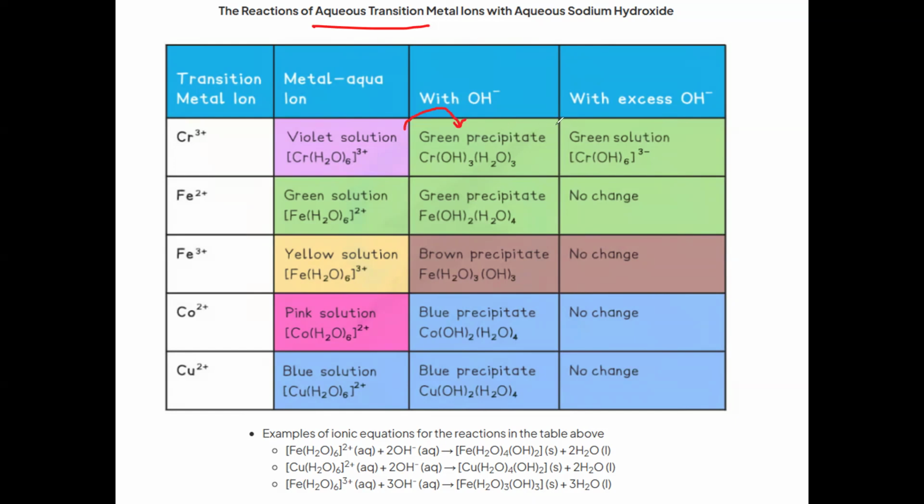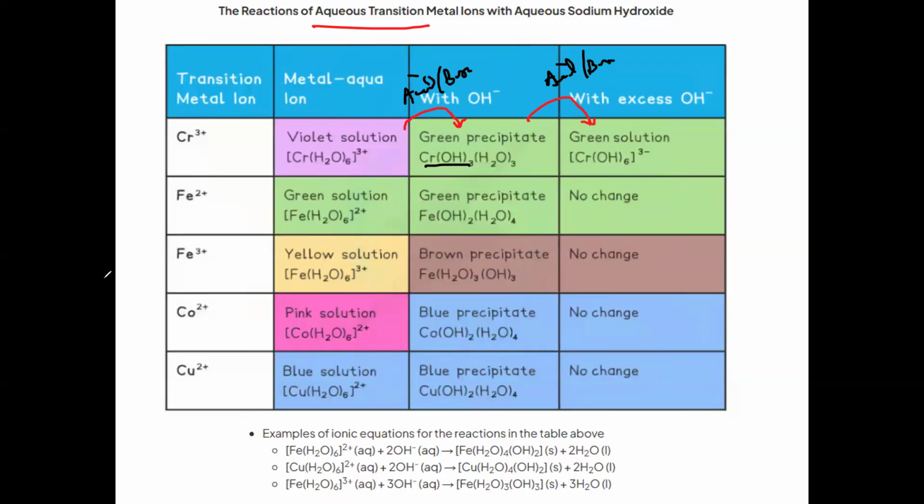Then in excess, what will happen? The precipitate dissolves. So the first one was an acid-base reaction. The second one is also an acid-base reaction. In the first one, the complex was only donating a proton, but then it becomes chromium hydroxide, and chromium hydroxide is donating a proton. When a hydroxide is acting like an acid, we call that amphoteric. So chromium hydroxide shows it is amphoteric.